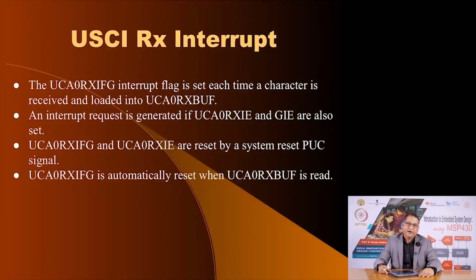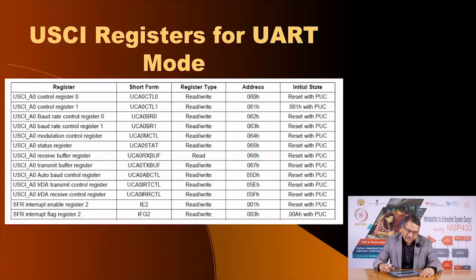You also have an independent interrupt for the receiving function, and whenever the interrupt flag is set, that means a new character is available in the buffer and the CPU can read it. The interrupt request is generated if this flag is 1 and you have enabled the global interrupts, and you reset it by resetting this flag, and it is also reset on power up clear condition, and this flag is automatically reset when you read this buffer register. So, when you read it, you do not have to clear that flag; the interrupt flag is automatically cleared. These are the various registers for the UART module.